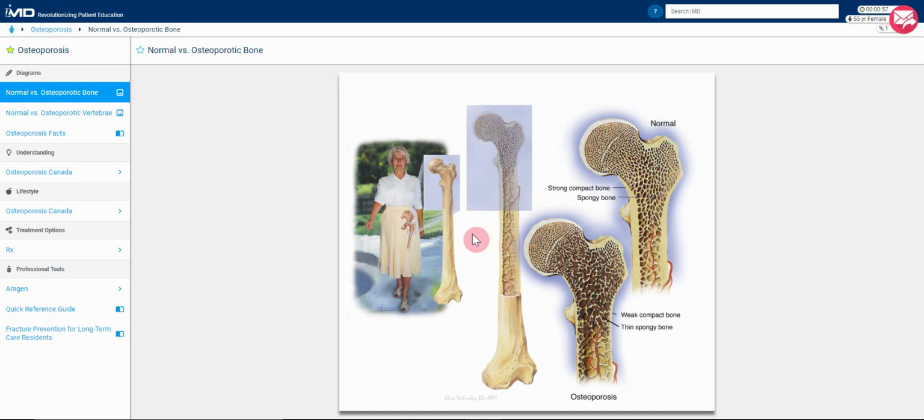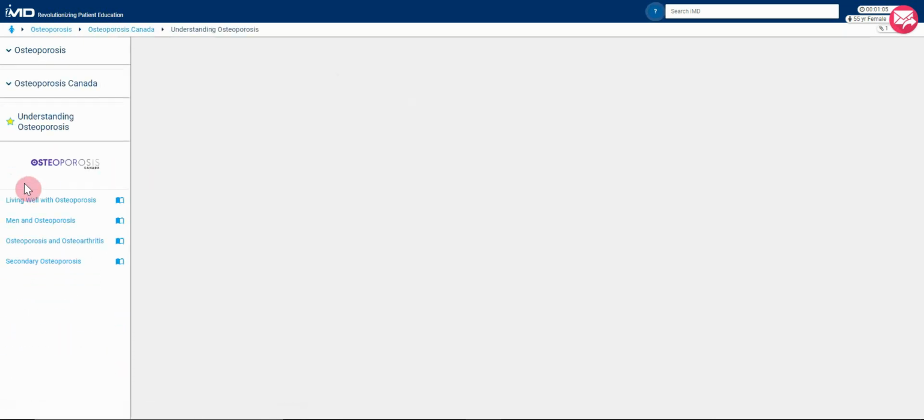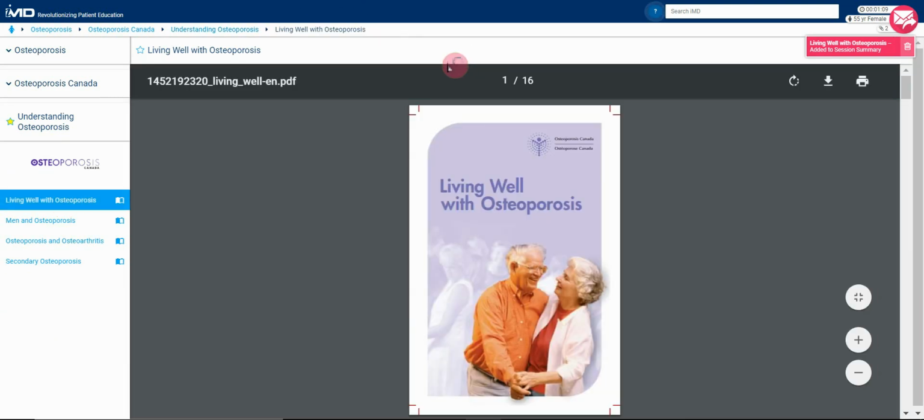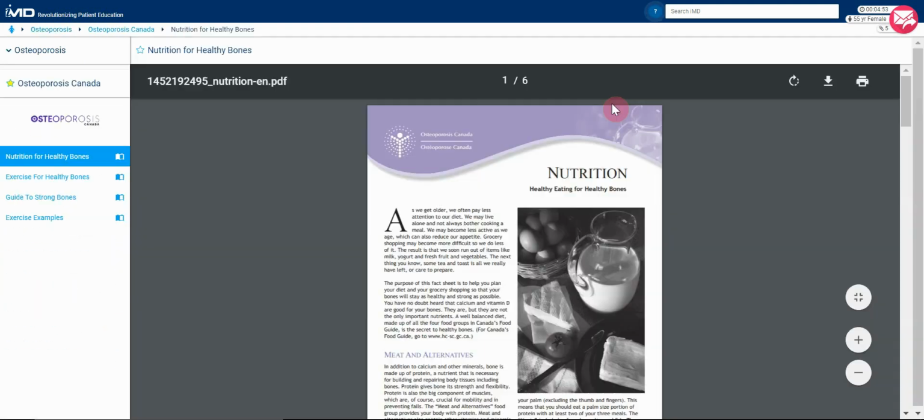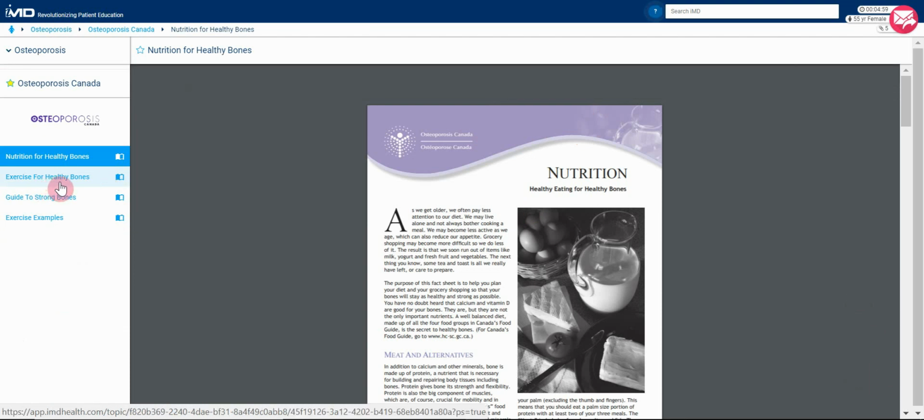I'm going to send Jane a few brochures about osteoporosis and healthy lifestyle tips, including exercise and nutritional information. The first brochure I'm going to send her is Living Well with Osteoporosis. This is from the Osteoporosis Society. The next thing I'm going to send her is information on lifestyle. I'm going to send Jane information on nutrition for her to read, as well as exercise tips.